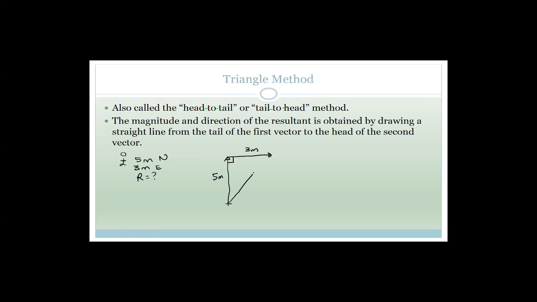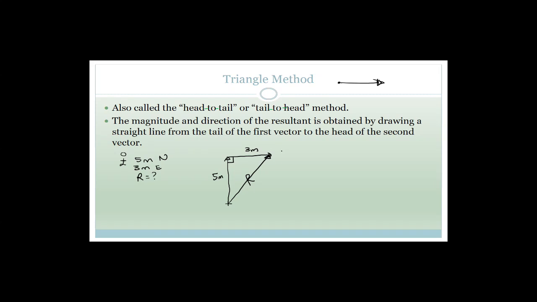So do you agree that that is my resultant? The resultant is how far I am from where I started, okay? So this would be the head to tail or tail to head method. The reason they're calling it that is because when you look at your arrow, this here is the head of the arrow, and this bit here is the tail of the arrow. So this is head to tail, okay?